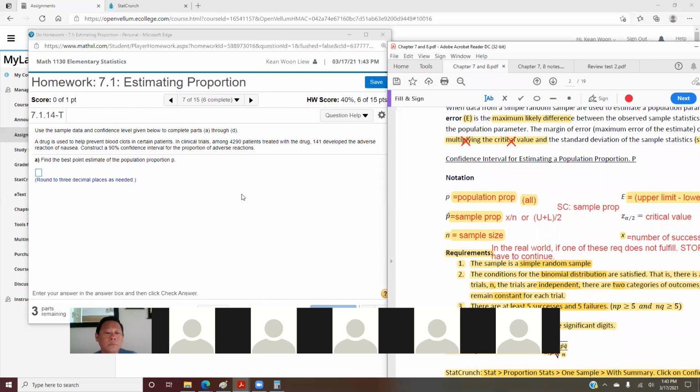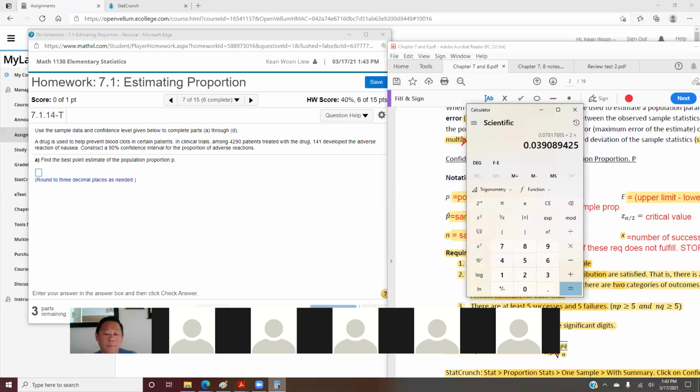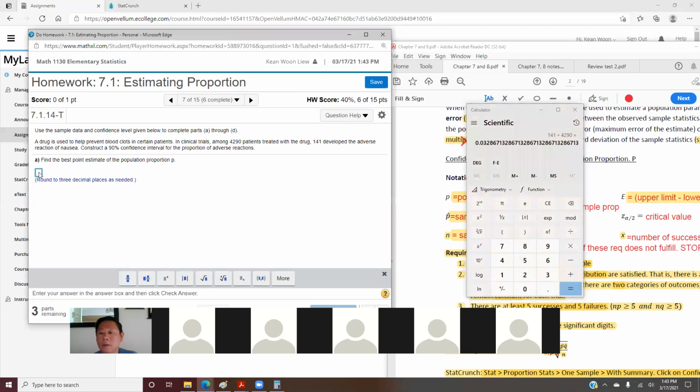The number of successes divided by the sample size. And what is the number of successes in this case? 141. And the sample size? 4,290. Yep. Divide them and what do you get? 0.032. Kind of, no, 0.033, right? Yeah.